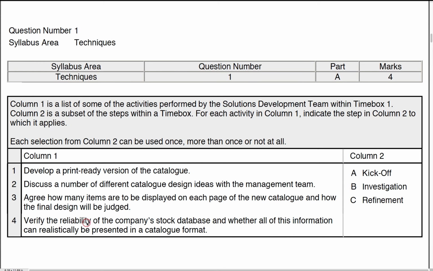Finally, verify the reliability of the stocks database and whether all this information can realistically be presented. At this particular point, we're now looking at kickoff. In kickoff, we're going to be reviewing the requirements we have allocated for this time box to see if they realistically can be done and if we are able to complete them.